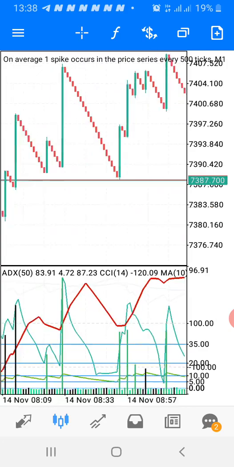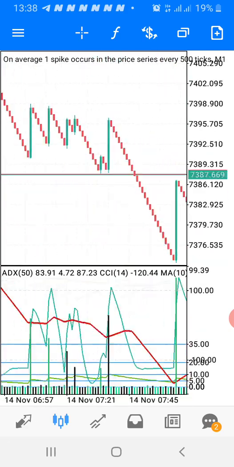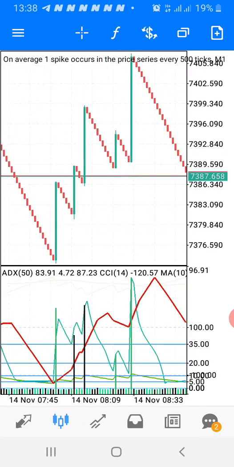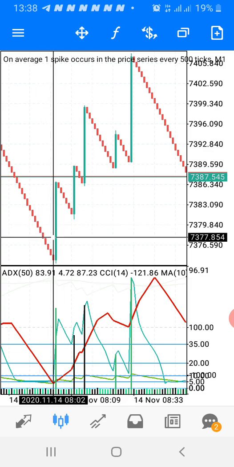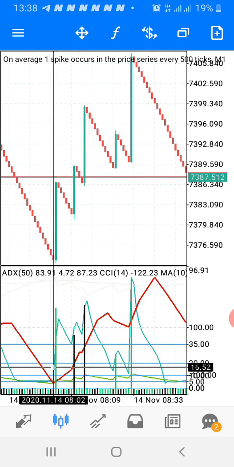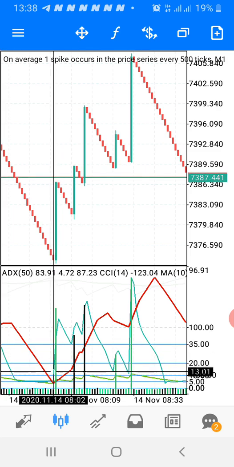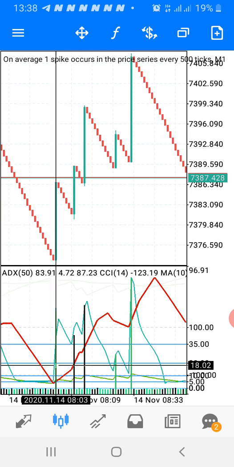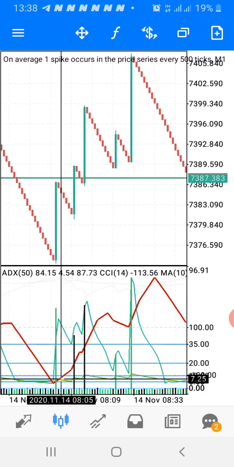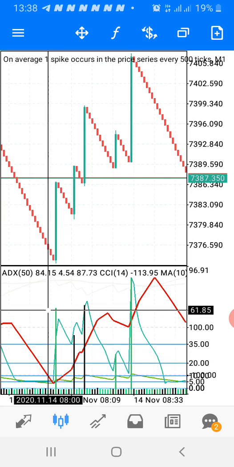So let's check other examples for boom 500. You see, at the oversold, this time we are using oversold for boom 500. Look at it. It crossed below, right? It crossed below from here, and look at the buy. It crossed below and look at the buy. You see, cross below, look at the buy. So that's how it works.